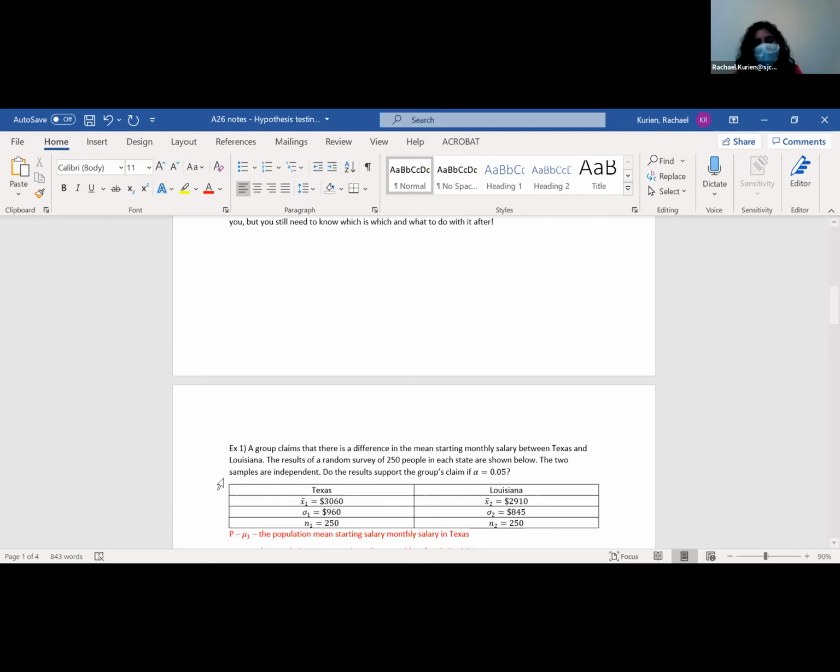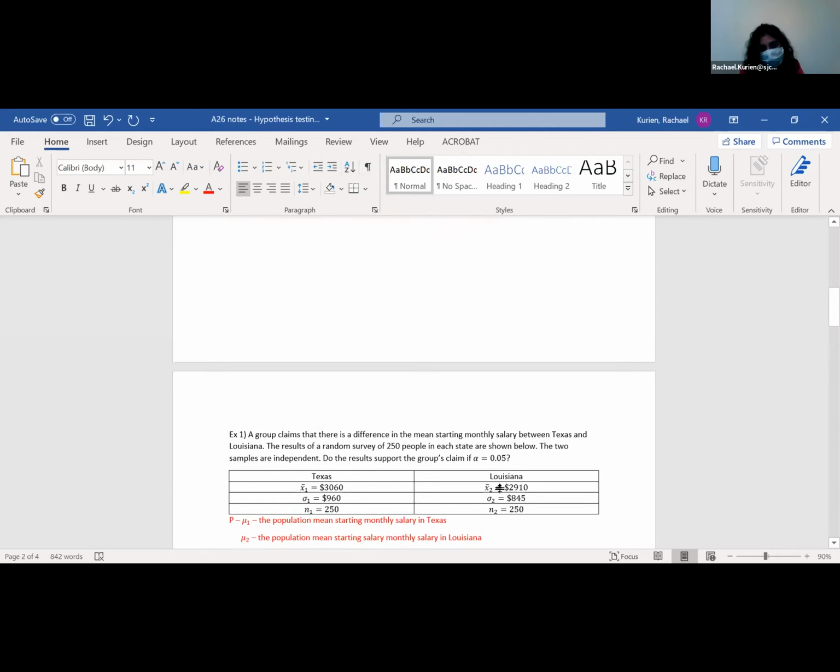Okay, so let's talk about the parameters. You want to label basically what mu is, like your two means. So the first mean is the population mean starting monthly salary in Texas. Goodness, that was a mouthful.